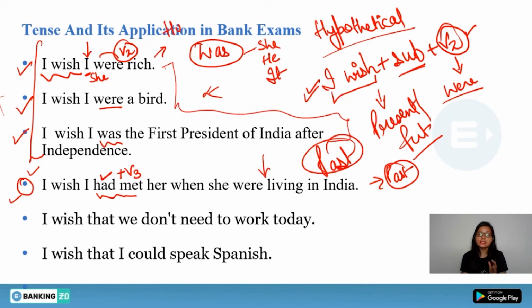We understood? I wish I had met her when she was living in India. So I was regretting this time when she was present in India. I couldn't meet her. So I wish I had met her. So we have two kinds of structures: "I wish" and then subject with V2, and "I wish" and then "had" and V3.